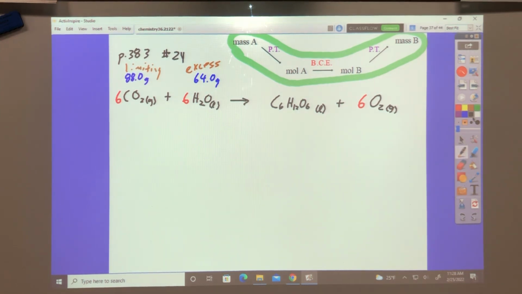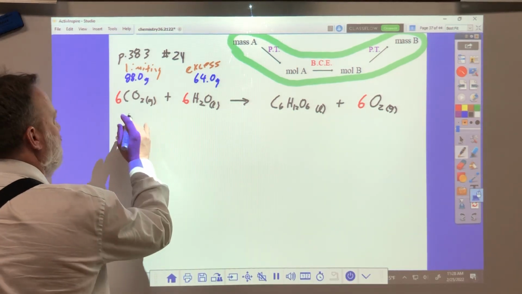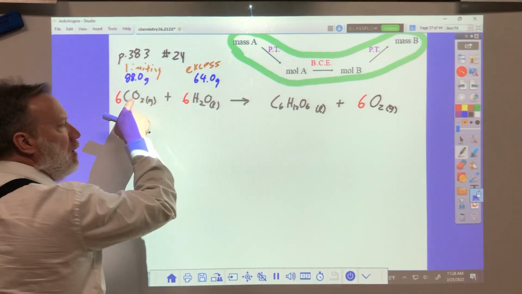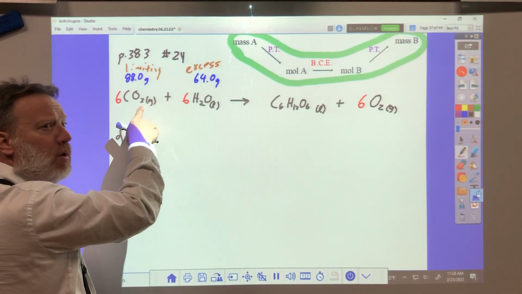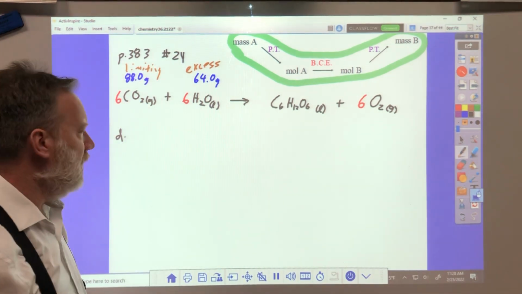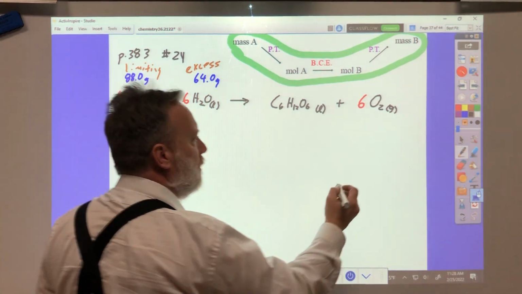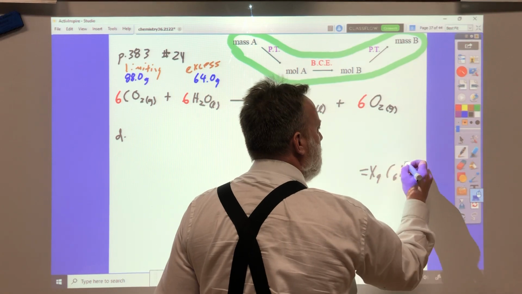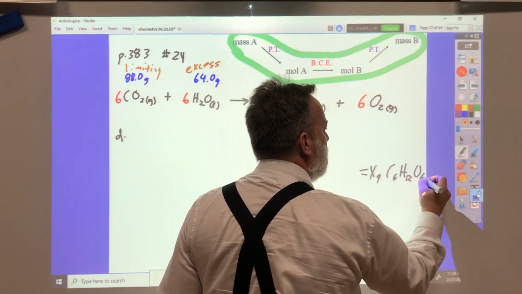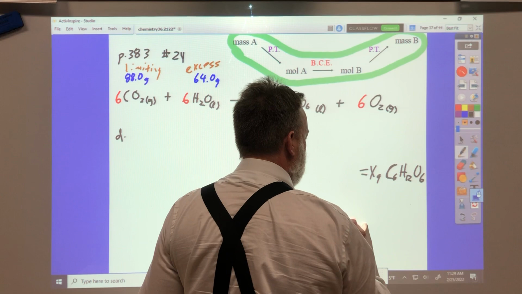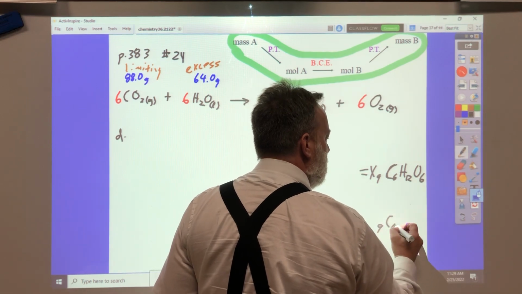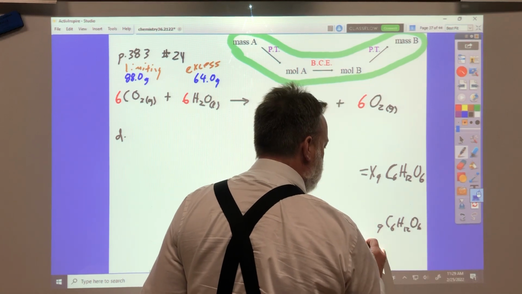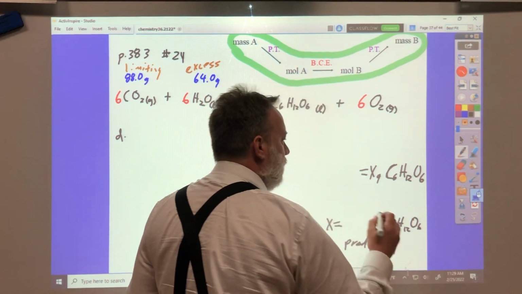So I'm going to do part D. I'm going to find the glucose produced, and then I'll use the glucose produced to find out how much of that I used and subtract. There are other right ways to do it, but that's probably the easiest for you. So we'll go with equals X grams C6H12O6. X equals so many grams C6H12O6 produced. Okay?